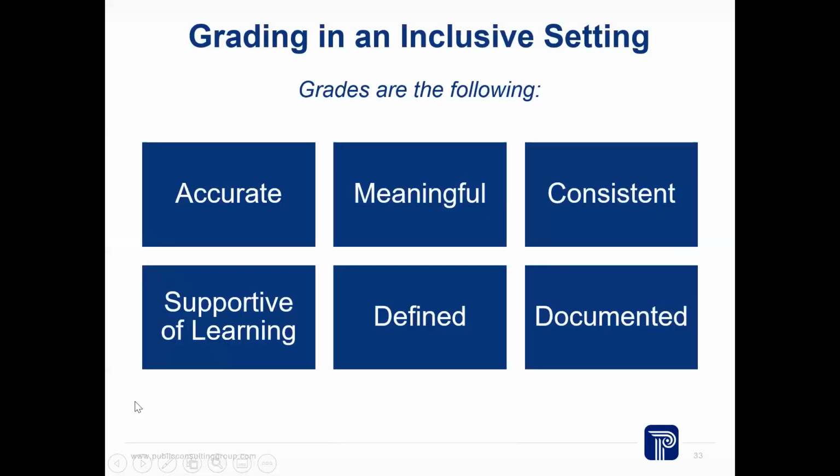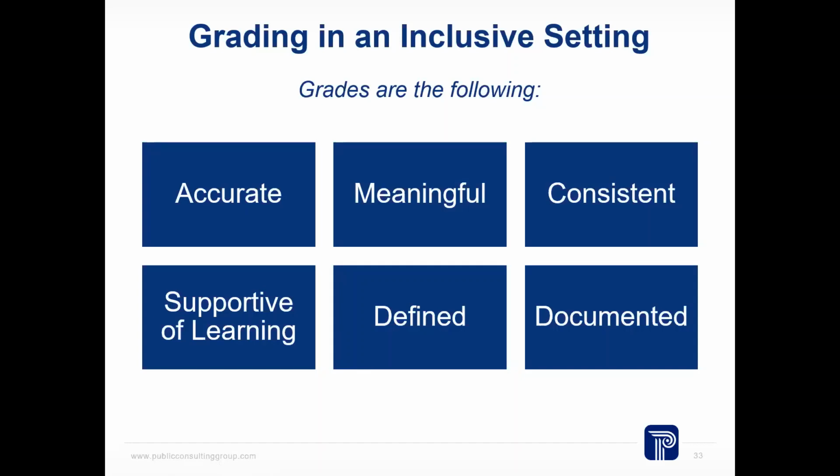So I get asked all the time, when we're thinking about an inclusive practice, what happens about grading. And as you can see, Meredith is putting all those resources in the chat box as well for you. But when we're thinking about grading, what happens when a student goes into an inclusive practice? When I think about grading, grades should be accurate. The grades have to be meaningful for students. They definitely need to be consistent. And they definitely need to support the learning process.